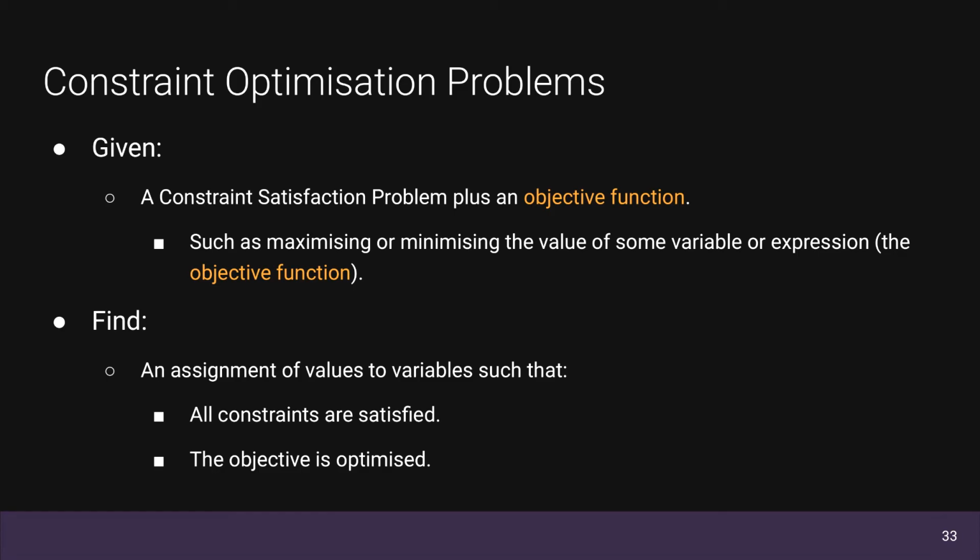We're going to try and find an assignment of values to variables such that all the constraints are satisfied, as previously, but now also the objective is optimized. So you may instantly be able to realize that this is going to be a lot less efficient because we have to try all possible combinations which may be optimal, and if we don't have any heuristic for that, that means just trying all possible combinations.